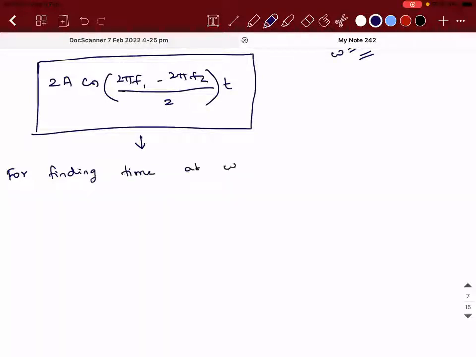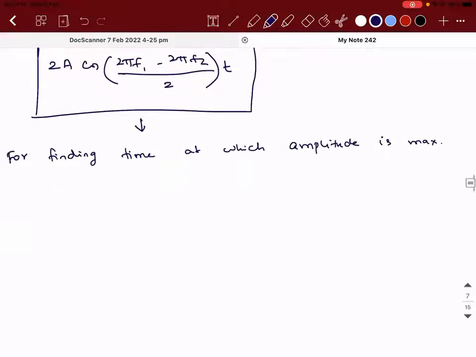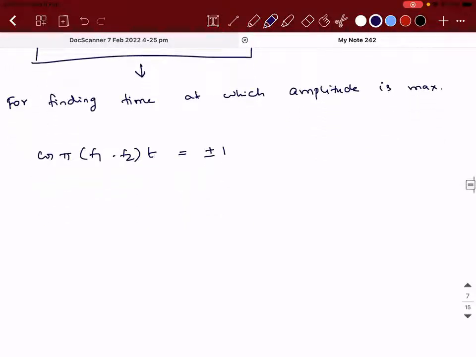See, there is an important derivation, guys. Write it along with me and get the doubts clarified. For finding the time at which amplitude is maximum, I will put cos of pi into (f1 minus f2) into t equal to plus or minus 1. Why did I put plus or minus 1? Because amplitude can be either plus 1 or minus 1. Then pi into (f1 minus f2) into t should be equal to how much?